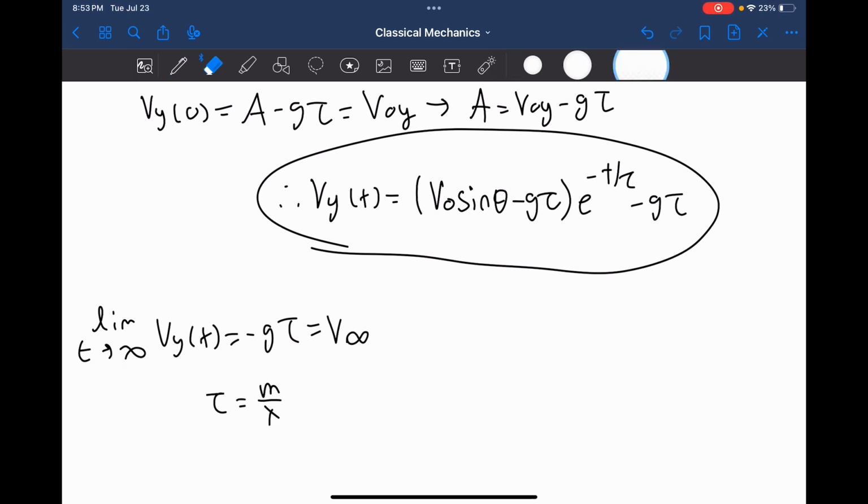Now, tau is m divided by lambda. If the friction is significant, if the friction is very large, then lambda is large, so tau is small. The terminal velocity will be small, which makes sense. And the mass will reach it quickly because the exponentials will decay to 0 faster. And that should also make sense.